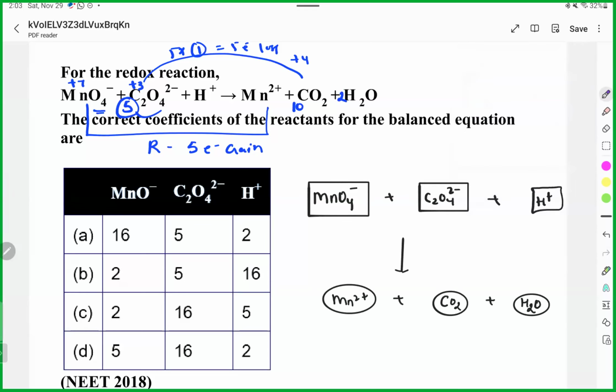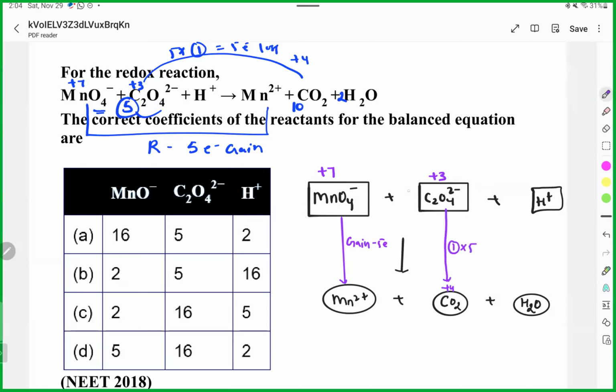So what will happen in this case? I said here it is plus 7, there plus 2. So there is a gain of 5 electrons. Correct? Here 8 minus 2 is 6, plus 3, here you have plus 4. So gain of 1 electron.